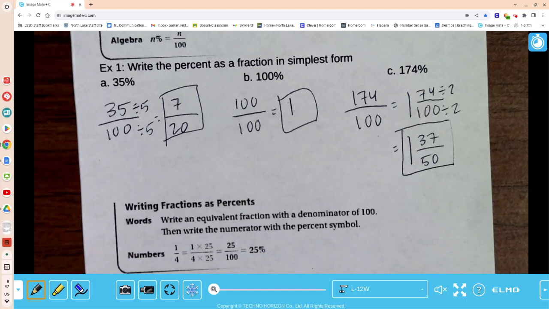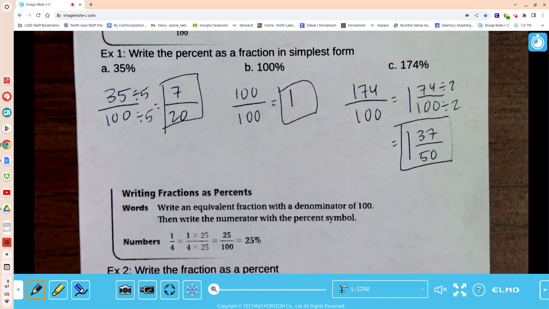So the key idea so far is that a percent is an amount out of 100, meaning if you want to write it as a fraction, you just put it over 100 and simplify. Questions about example 1A, B, or C?